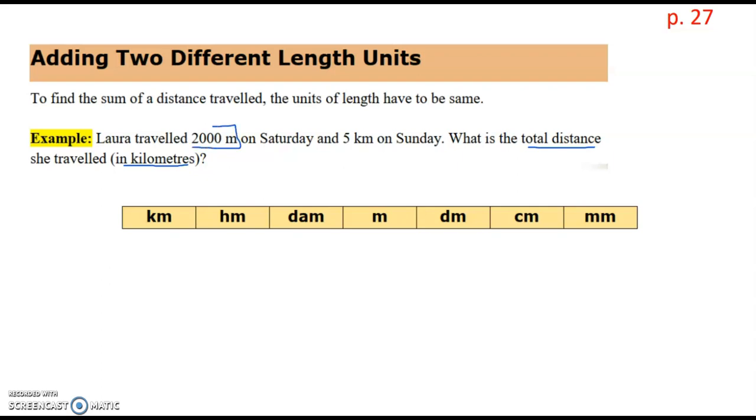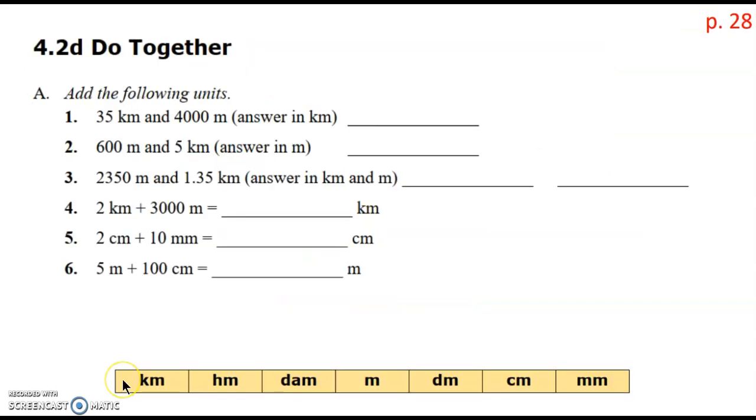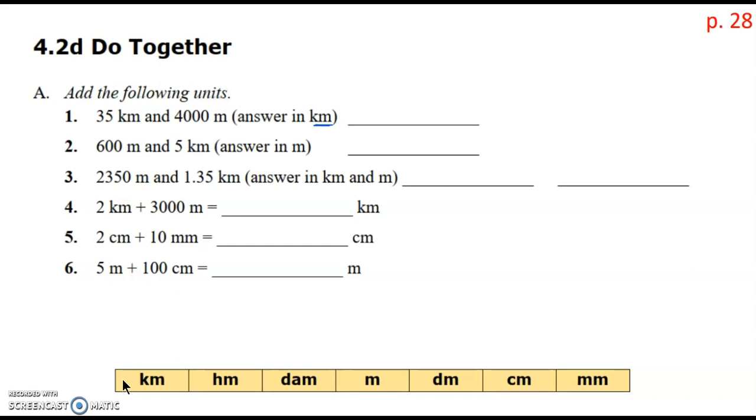So this 2,000 meters needs to convert. Meters to kilometers is 1, 2, 3 decimal places to the left. So we're dividing by 1,000. So we're going to move 1, 2, 3 decimal places. So 2,000 meters becomes 2 kilometers plus the 5 kilometers equals a total distance of 7 kilometers. So we're going to add the units, noting the answers and how they would like them.